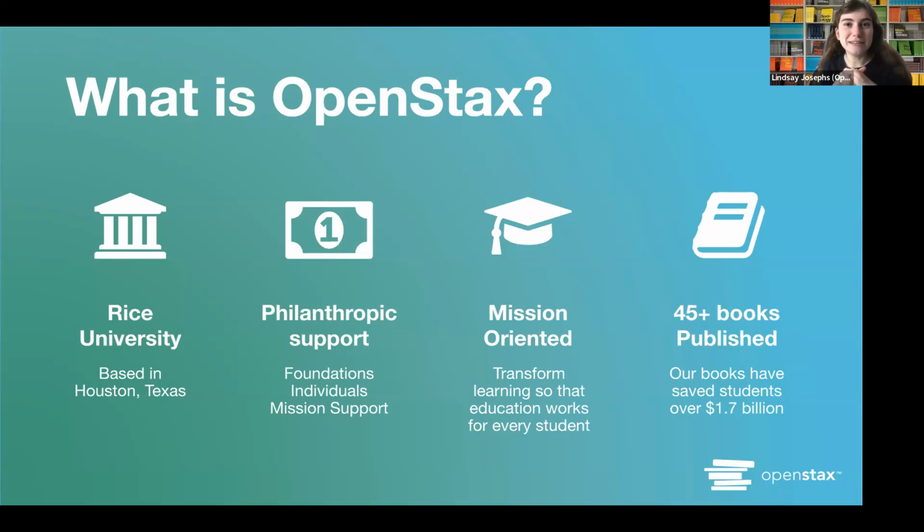Next, OpenStax is mission-oriented. So our aim is ultimately to transform learning so that education works for every single student, is ultimately more accessible and affordable. Since we published our first textbook in 2012, we have published a library of over 45 textbooks in a variety of different subject areas. And in the process, we've saved students over $1.7 billion.